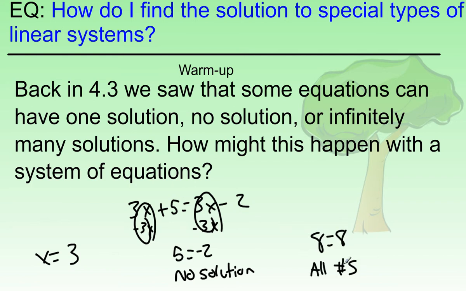So the question here is asking, how might this happen with a system of equations? How could a system of equations have no solution, an infinite number of solutions, or one solution? I guess in the past problems, the ones we saw in the last lesson, all the problems we saw had one solution, right? The intersection point. So how is it possible that there's no solution or an infinite number of solutions? I guess we'll find out.